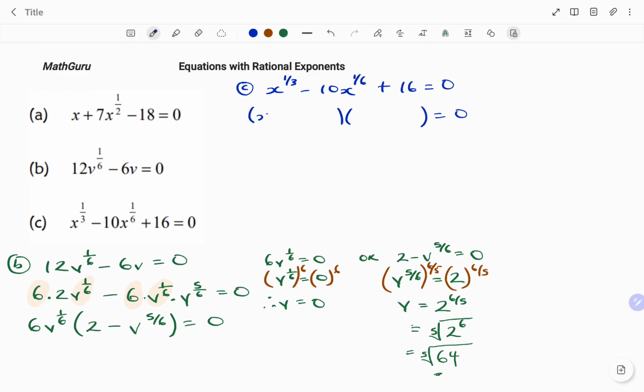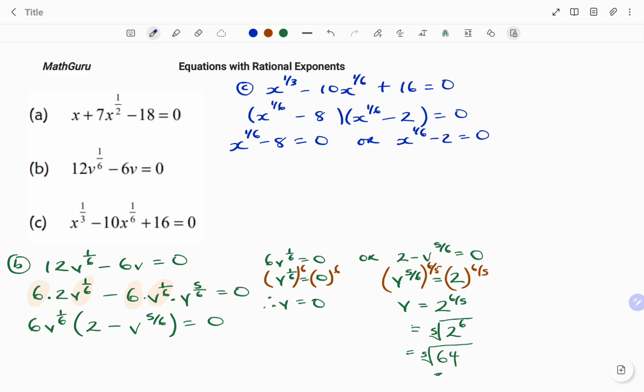I have x to the power of 1 over 6. Multiplying x to the power of 1 over 6 by x to the power of 1 over 6 will give me x to the power of 1 over 3, because 1 over 6 plus 1 over 6, laws of exponents, will give me 1 over 3. And then factors of 16 that will give me negative 10 will be minus 8 minus 2. So therefore, I have on the left-hand side x to the power of 1 over 6 minus 8 equals 0, or x to the power of 1 over 6 minus 2 equals 0.